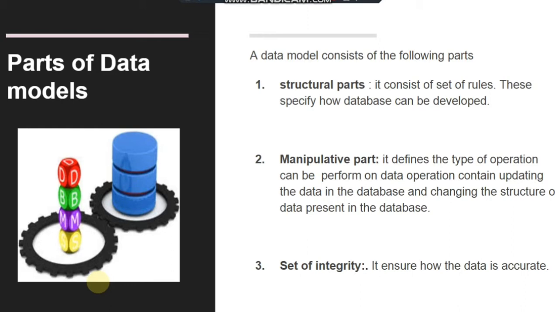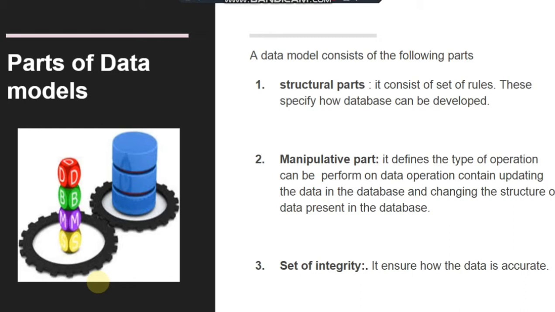A data model consists of the following parts. Number one, the structure part. It consists of a set of rules. These rules specify how a database can be developed. It is the structure part that tells us the rules and regulations for the development of a database, because every piece of data is stored in the database with the help of rules and regulations. So the first part of a data model is the structure part.